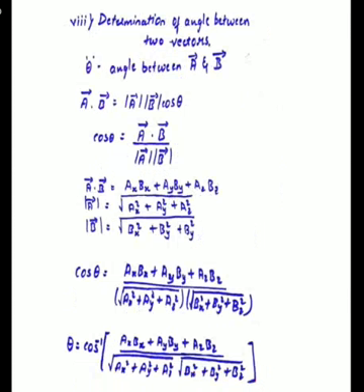Okay. Next, I can also find out the value of theta. The angle value can be found out using the scalar product. A dot B is written as what?